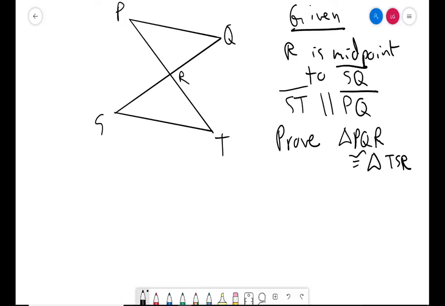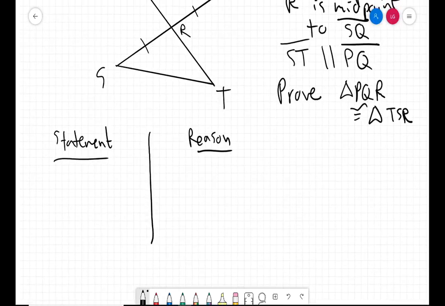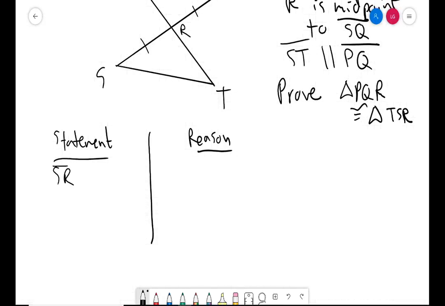Now, what can we say? Well, I think the first thing is that these two segments are congruent. Why? SR is congruent to QR because R is the midpoint of SQ.